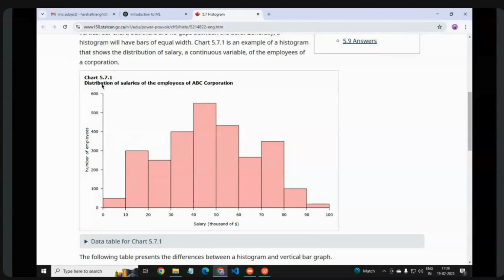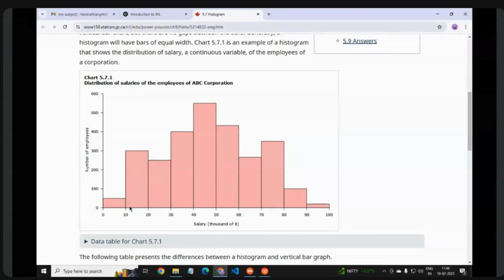How many employees are there, from 0 to 100? The salary is in thousands of dollars. The employees who have a salary of 0 to $10,000 number 50. It is between 0 and 100. Are you understanding what I am saying, guys? So 50 is present in this range, the 50 employees have a salary from 0 to $10,000.